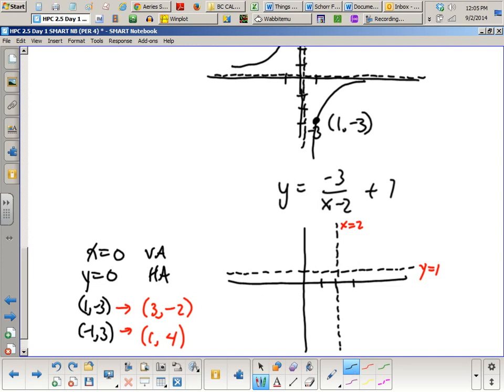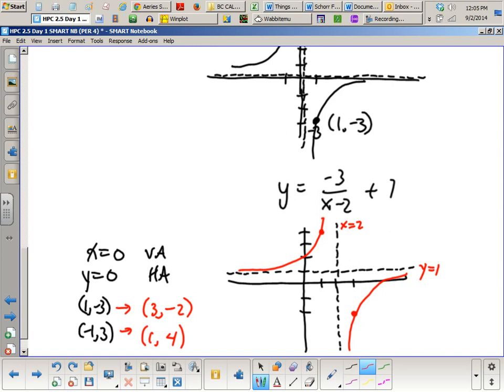(3, -2) is this point. And (1, 4) is this point. And the branches just follow. This is the answer. You can verify it on your graphing calculator, but we used transformations to graph this function. First I dilated by 3, then I flipped it upside down, then I moved it right 2 and up 1, and the asymptotes move with it. This is a really important example.